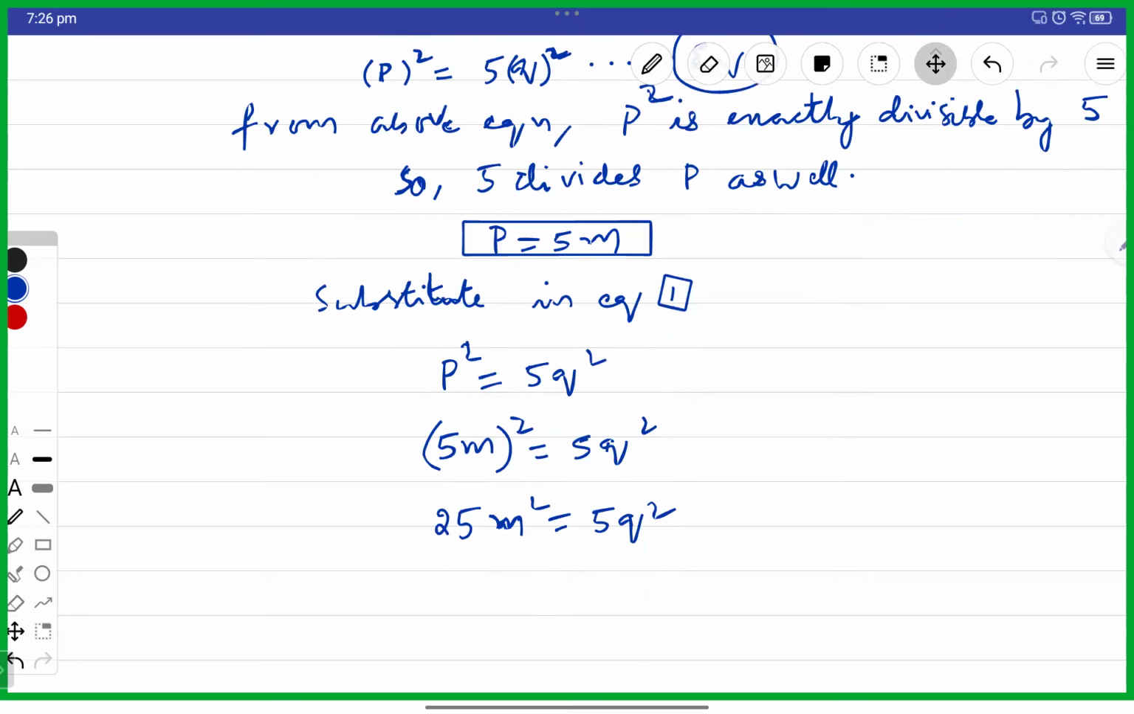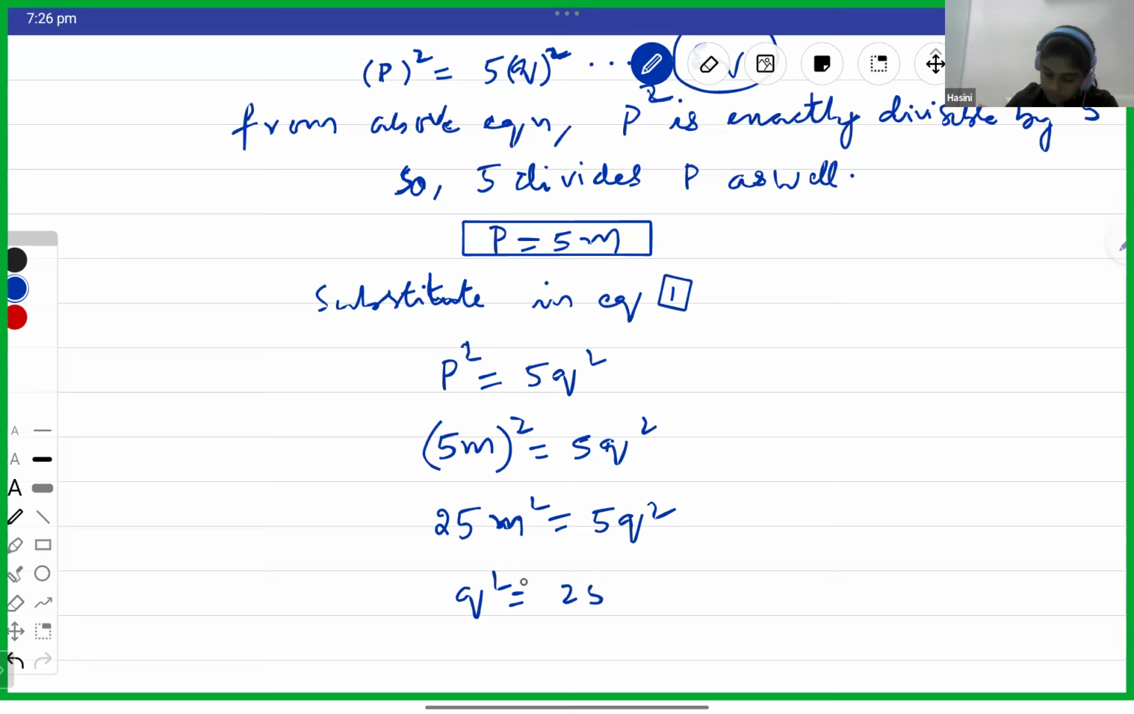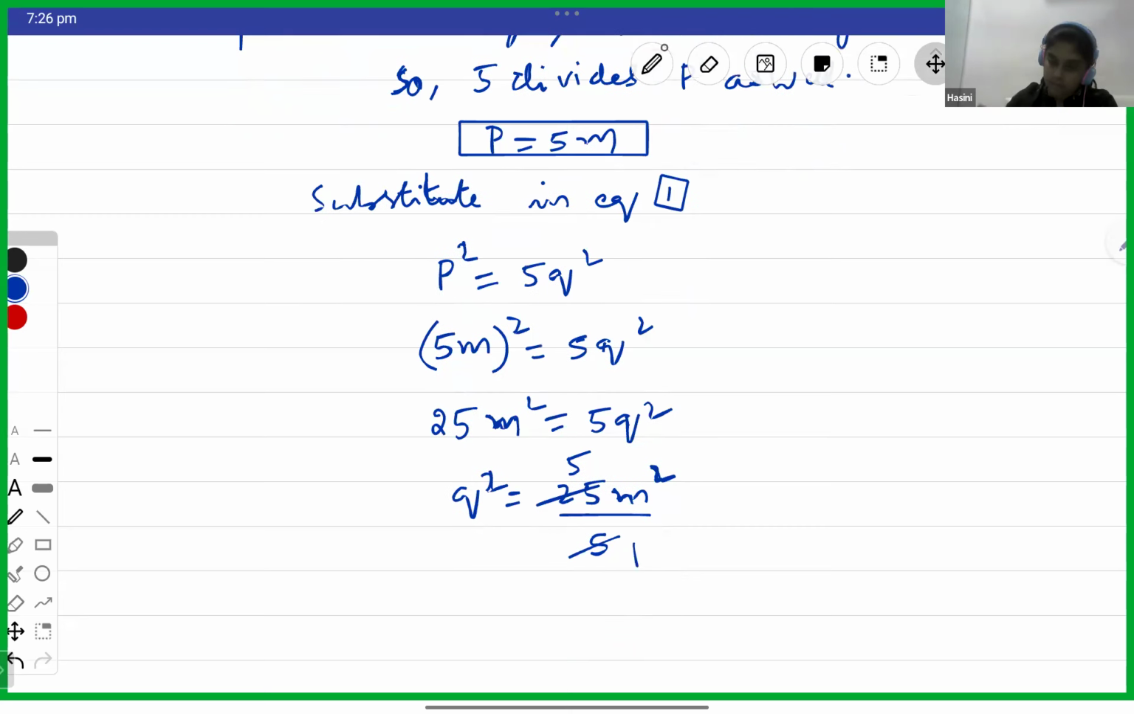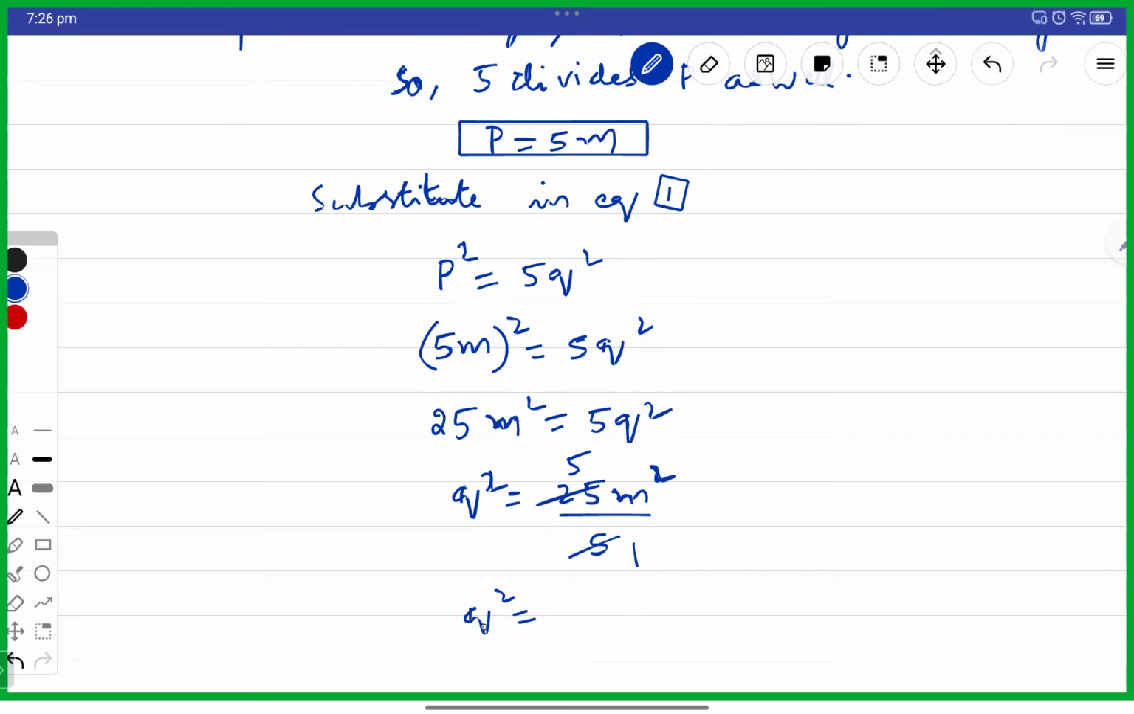Now, Hasini, if you observe, we can find q square from this. What will q square become? 5 will go to that side, no? Yes, sir. Can I write q square is equal to 25m square by 5? 5 fives are 25. So we'll get q square is equal to 5m square.